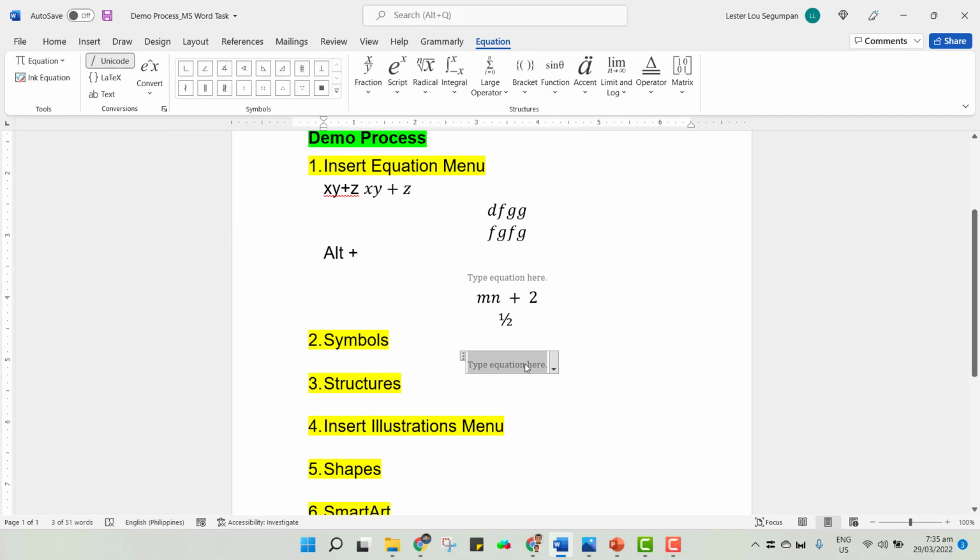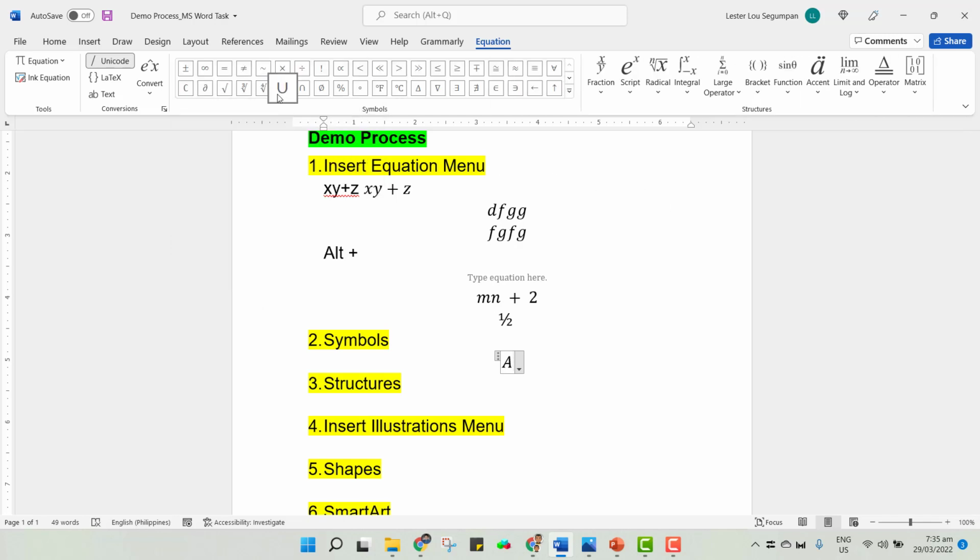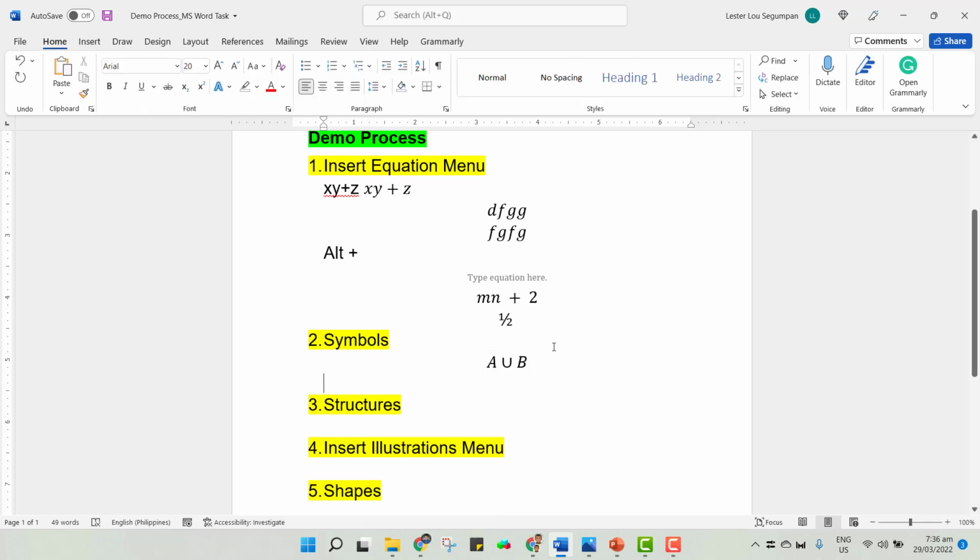Say, for example, I have here the union of A and B. So we have the A, and the union, I'm going to go to basic math. So this union, we're just going to click this one. That's union. Do not use U. Union, do not use that one either. So union, and we have here B. That's A union B.